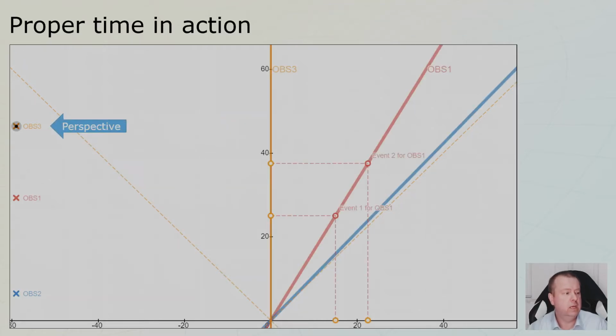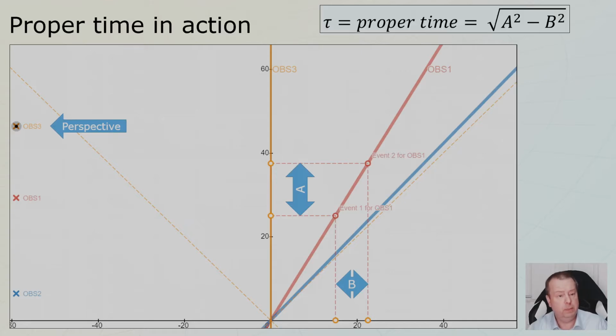This is observer number 3. He sees the two events again in different locations, different times, different A, different B, but if he applies the formula, he will also get the same answer, 10 seconds, the delta time. So it's called proper time, but I think you should call it delta proper time or proper delta time.